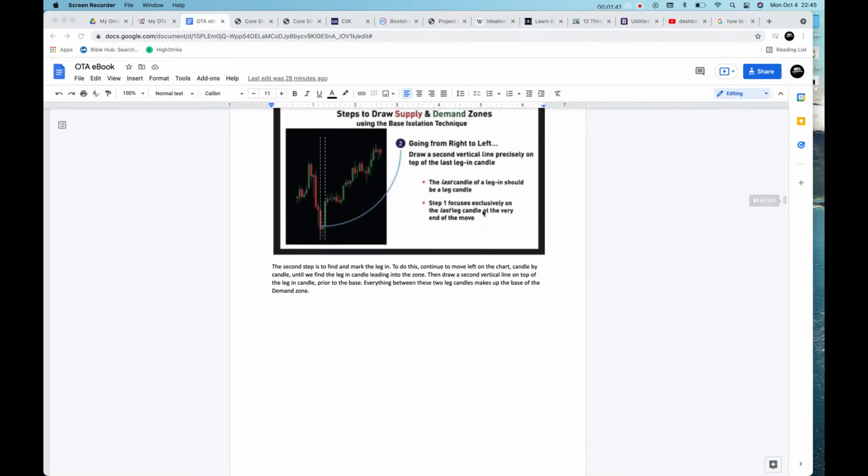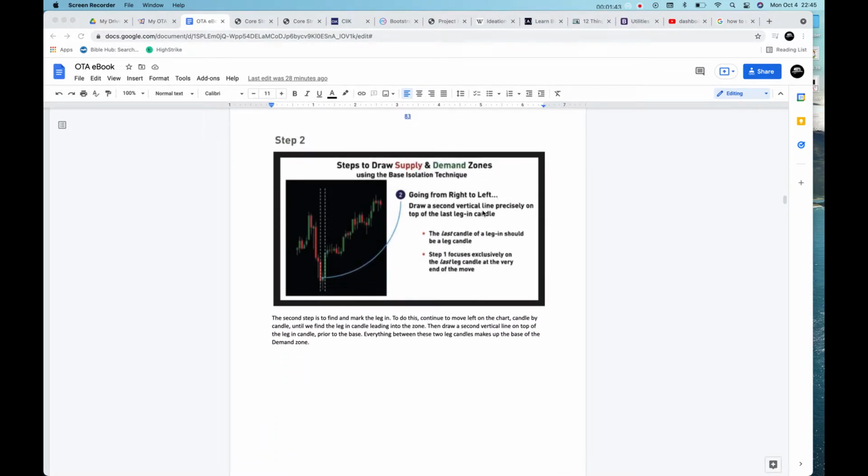Okay. Then the second step is to find and mark the leg in candle. Now to do this, we're going to continue moving left on the chart, candle by candle, until we find the leg in candle leading into the base or the zone. We're then going to draw a second vertical line on top of the leg in candle prior to the base, and everything between these two leg candles will make up the base of the demand zone.